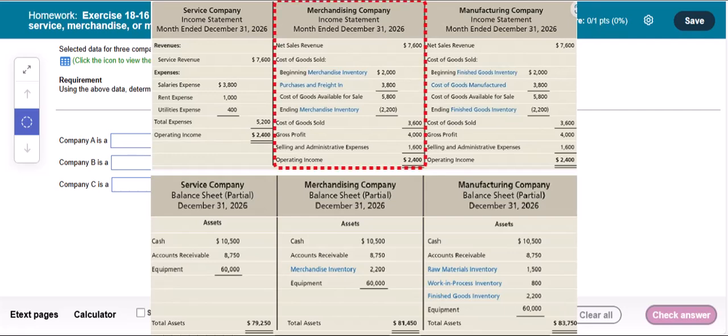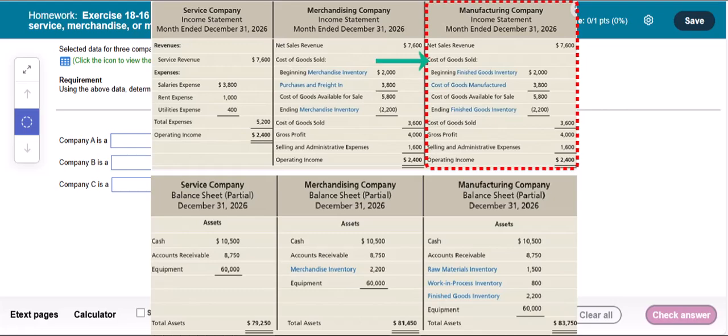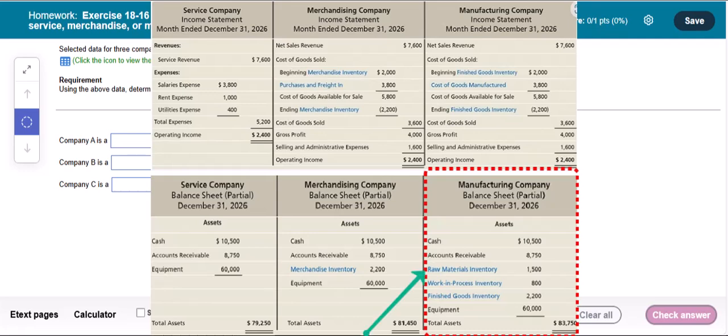With a merchandising company, on the other hand, they do have a cost of goods sold on the income statement, and they also have merchandise inventory on the balance sheet. A manufacturing company also has cost of goods sold on the income statement, and on the balance sheet they have raw materials inventory, work in process inventory, and finished goods inventory.